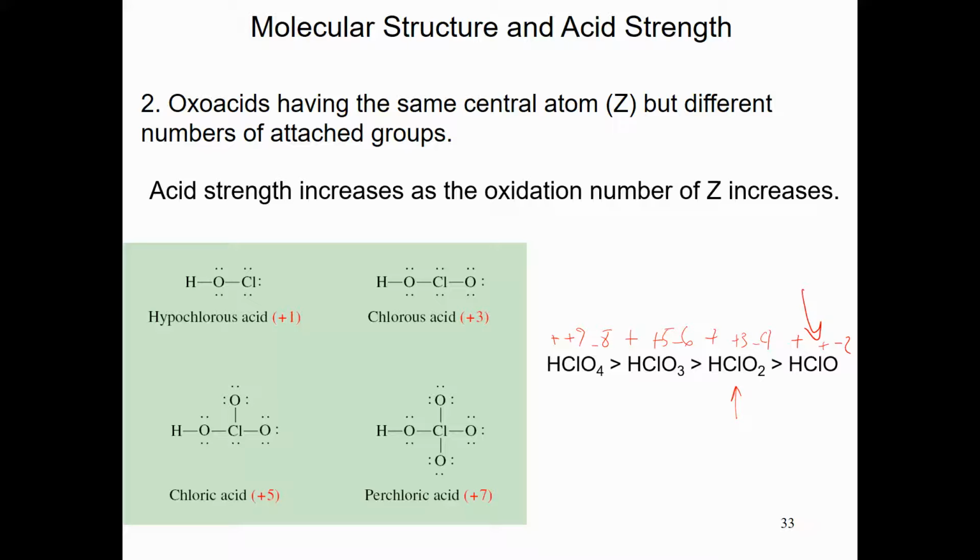Chloric acid. I can't remember if chloric acid is strong. I think so. This is strong, and these ones would be weak. But this one would have the greatest strength, the greatest acid strength.